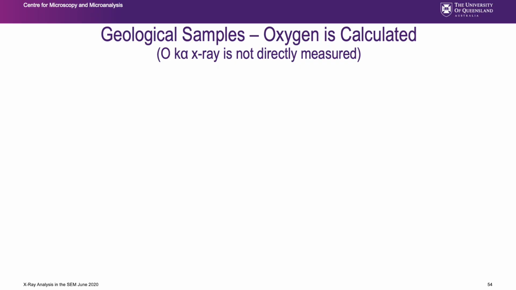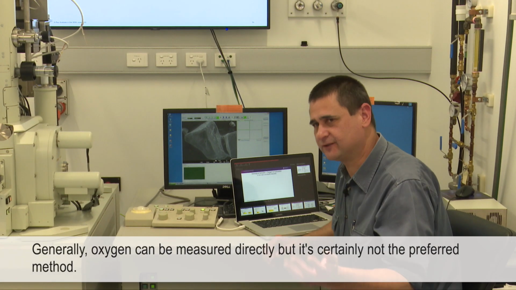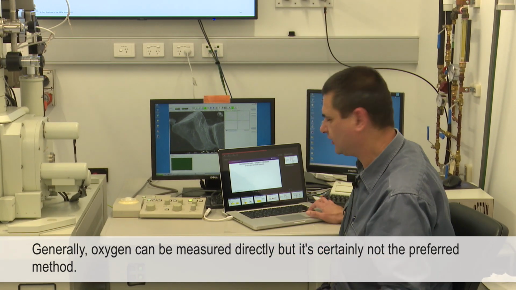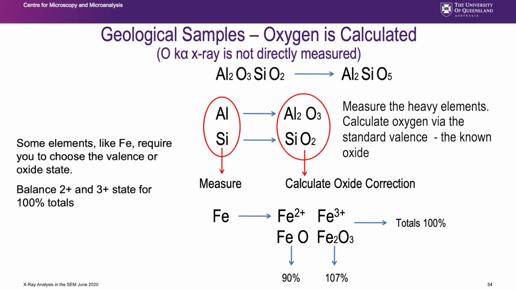Let's talk about geology. I said we try not to measure weak or low energy X-rays like carbon, nitrogen and oxygen. They're not the best X-rays to measure. Yet geological silicates are obviously full of oxygen. So what do we do? Well, generally, if I have to, I measure it directly. I can do that, but I try to avoid measuring it directly. I basically know that aluminium is in the form of Al2O3. Silicon is in the form of SiO2. And I measure the heavy elements and I calculate oxygen via their standard valence, their known oxide end members. So that's a very nice way of calculating oxygen, and it works very well.